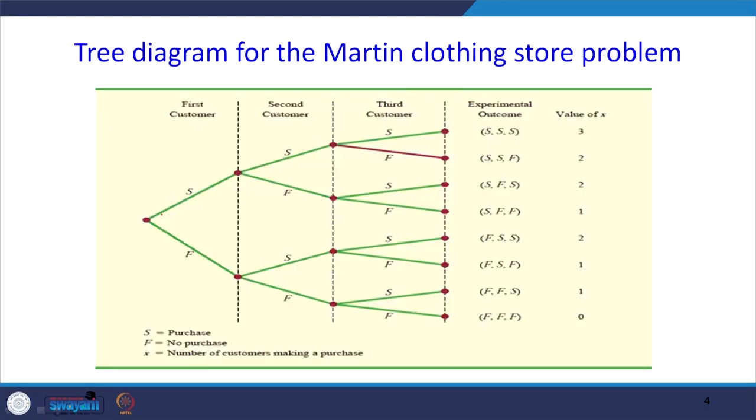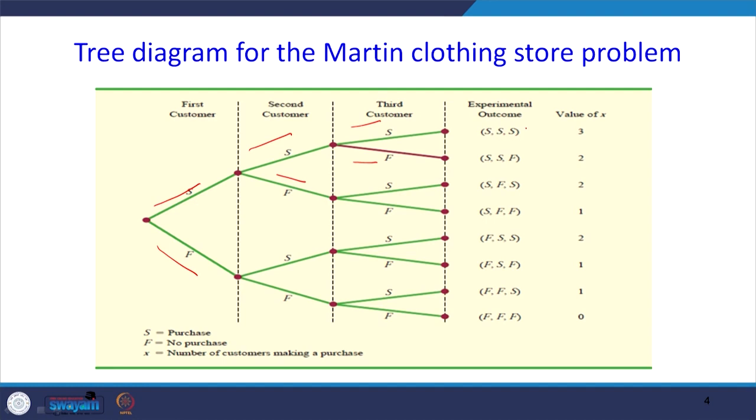That problem is drawn in the form of a tree diagram: the first customer, second customer, third customer. When the first customer comes, there are 2 possibilities. He can go for purchase or not purchase. Purchase is marked as yes, success; not purchase is failure. The second customer also may go for purchase or not purchase. Third customer, purchase or not purchase. Now look at the first possibility. The first customer is purchasing, so success, success, success. That is yes, yes, yes.